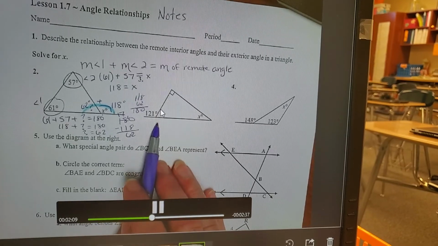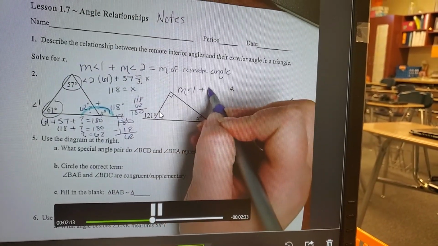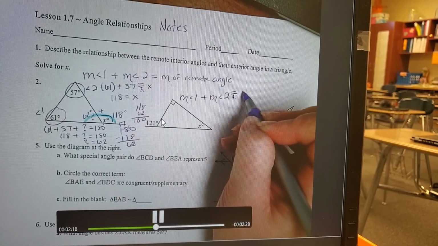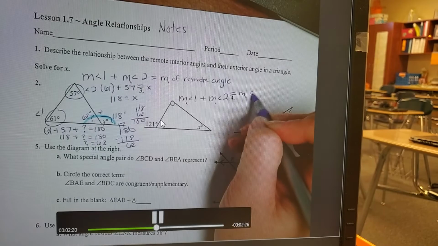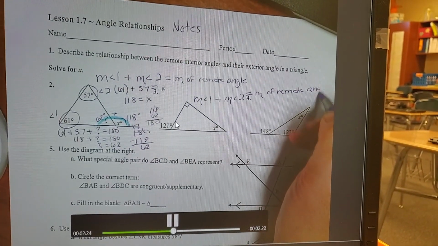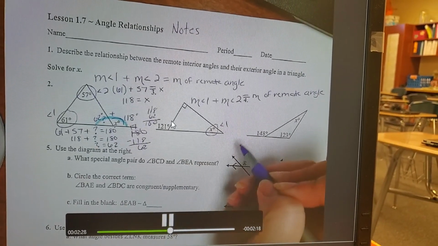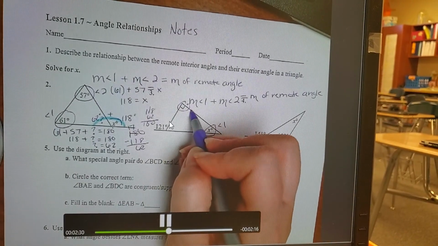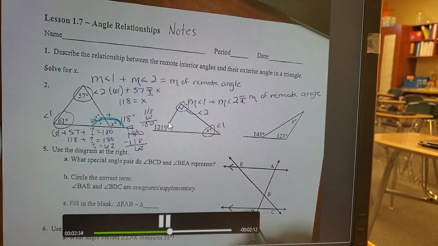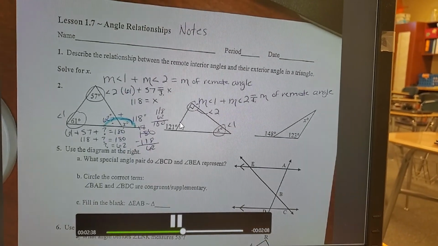Let's see what you can do on number 3. Use the measure of angle 1 plus the measure of angle 2 equals the measure of the remote angle. Let's call this one angle 1. Let's call this one angle 2. Again, those could be flip-flopped. It doesn't matter. And go ahead and solve that. See what you get.